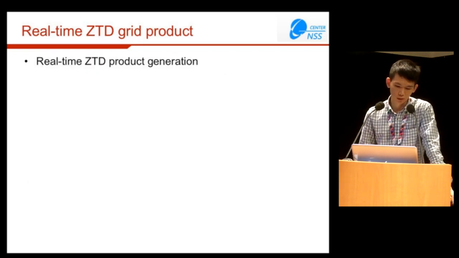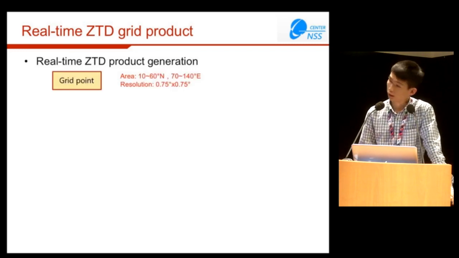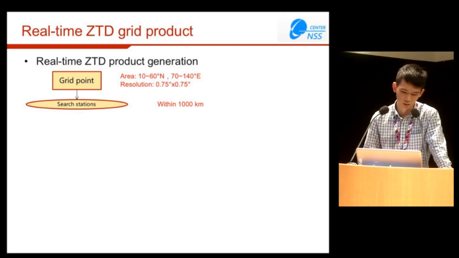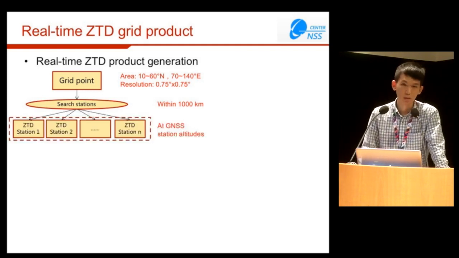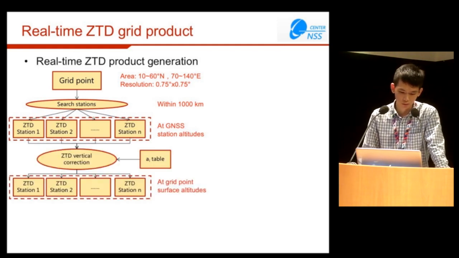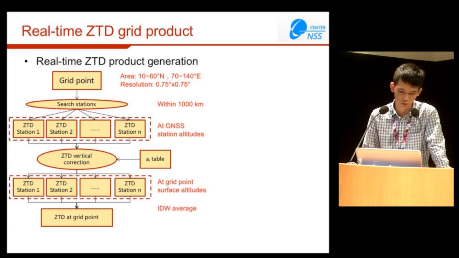After we get the vertical correction model, we can start to generate the real-time ZTD grid product. Given the area roughly covering China with a resolution of 0.75 degrees, we search GNSS stations within 1,000 kilometers around each grid point. And assuming we find N stations, then we will use the ZTD vertical correction model to convert ZTD from the station altitudes to the grid surface altitudes. And then we use the IDW method to calculate the average value as ZTD at the grid point.